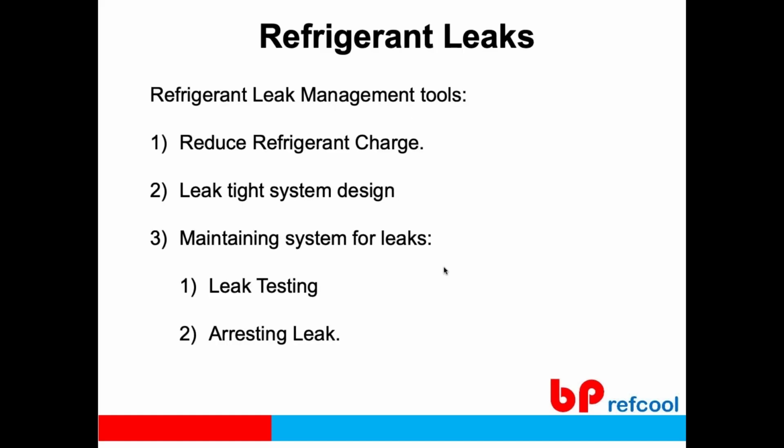Now, what has been done in terms of refrigerant leak management in our industry? One of the key things done for refrigerant emission reduction is the reduced refrigerant charge. There has been a substantial reduction over a period in the refrigerant charge size in automotive systems. Leak-tight systems are also designed. So thanks to the entire industry and SAE, our systems are very leak-tight these days.